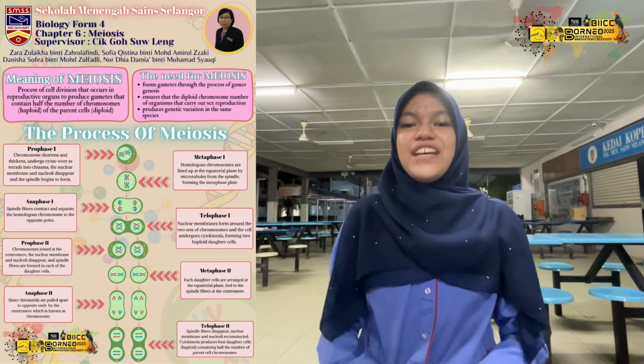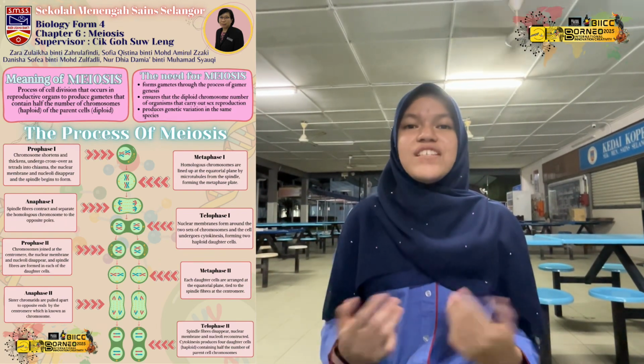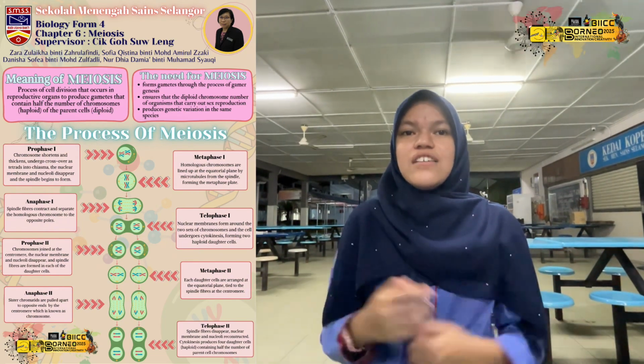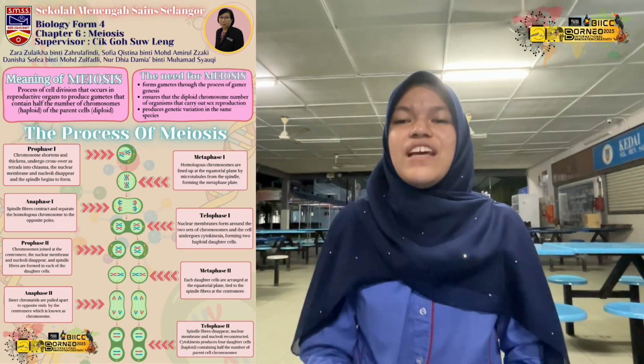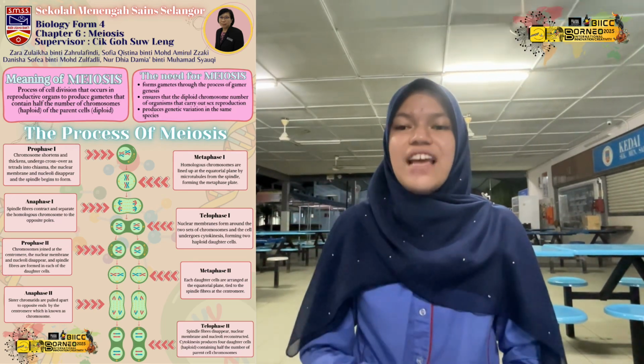Telophase 2 and cytokinesis. Chromosomes arrive at the opposite poles and begin to undergo cytokinesis. A new nuclear membrane forms around each set of chromosomes, resulting in reformation of the nucleus in each cell. Cytokinesis, the division of the cytoplasm, then occurs, leading to the formation of 4 haploid daughter cells.